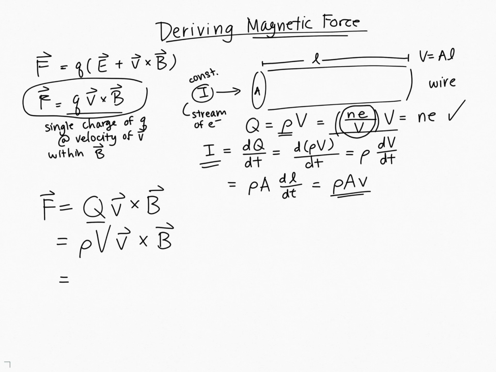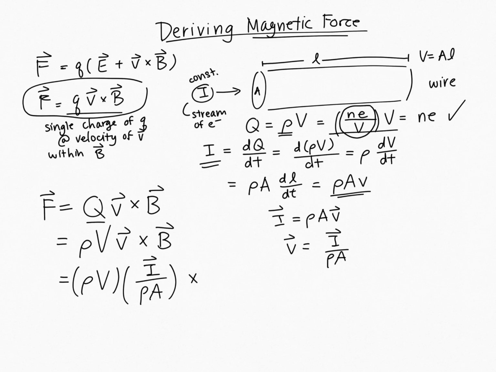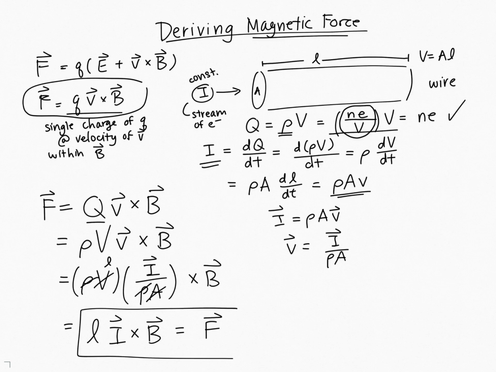So then what we find here is that we can actually find an expression for V. We found that I is equal to rho times A times V. Well, then that implies that V is just going to equal I divided by rho A. So if we plug that in here, we find that this is Q, and then V we can rewrite as I over rho A cross B, and we find that the rho's cancel out, and the V and A cancel out to get an L. So we have that L times I cross B is going to equal our magnetic force, and thus we have an expression for our magnetic force for when we have a wire and a constant current that's running through it.